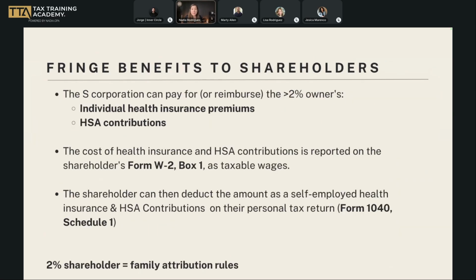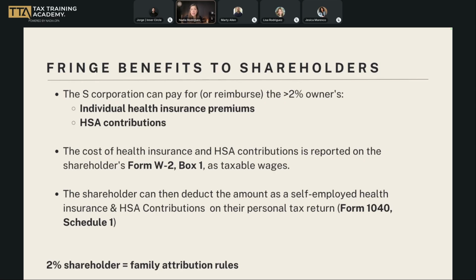The fringe benefits. The S Corporation, yes, they're allowed to pay the shareholders' health insurance premiums. They're allowed to contribute into the shareholders' HSA account, but it comes with some strings attached, because those premiums that were paid have to be on box 1, adding to the wages of the shareholder. They're subject to federal income tax. They don't go on box 3 or 5.